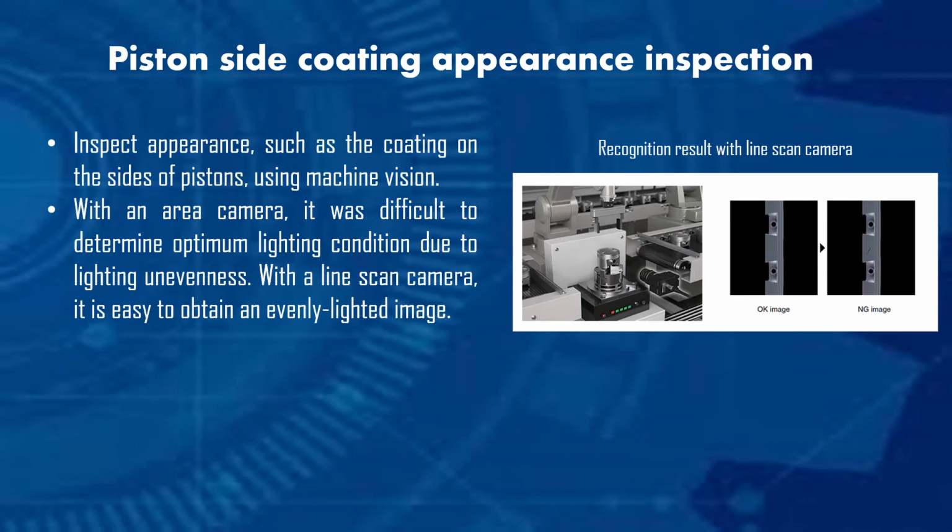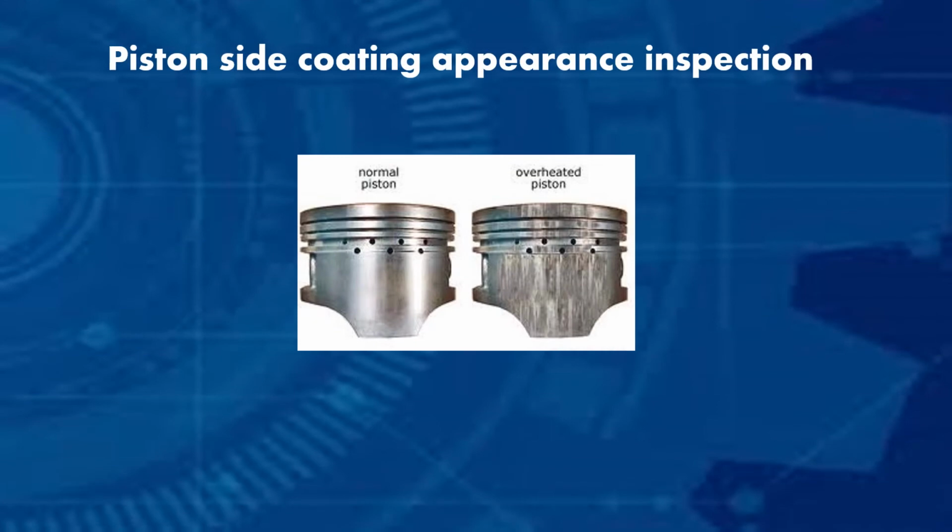Piston side coating appearance inspection. Inspect appearance such as the coating on the sides of the piston using machine vision. Piston coatings are a must for any engine build. Coating the tops of pistons helps with scavenging heat out of the motor. The thermal barrier coating on top of the piston helps to push the heat out of the motor.